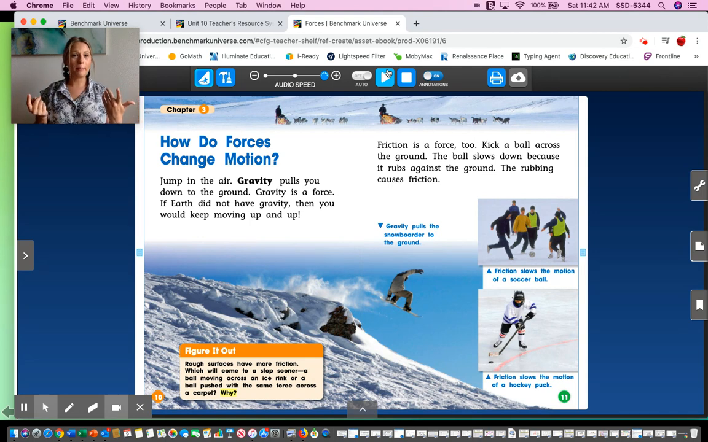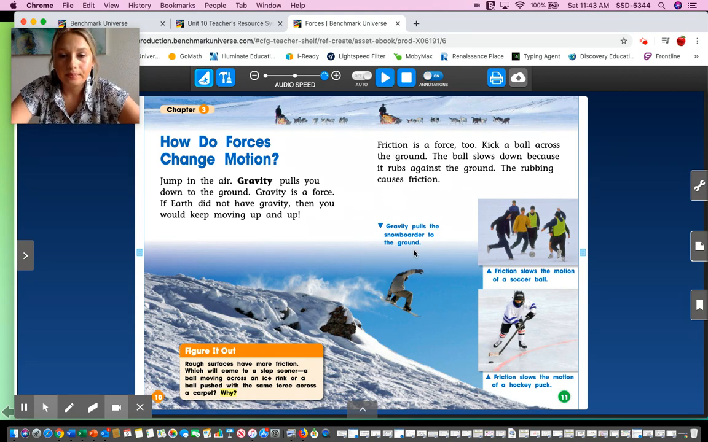So think about carpet. If I kicked a ball on the carpet, it would actually slow down faster than if I kicked a ball on an ice rink, because it's nice and smooth, the ball would go further. But because the carpet is rough, there's more friction.